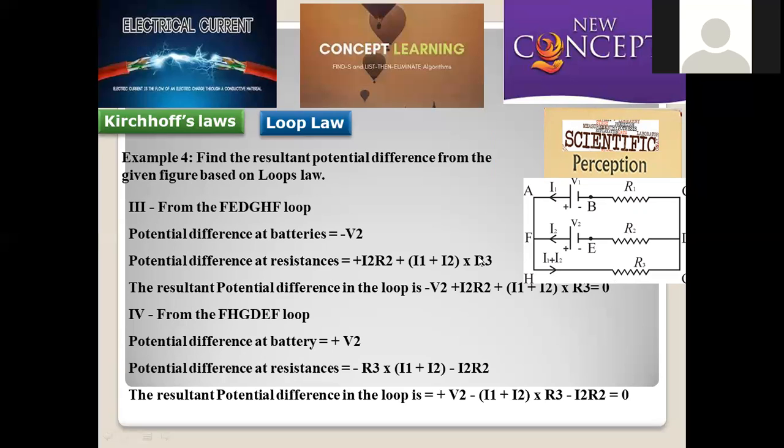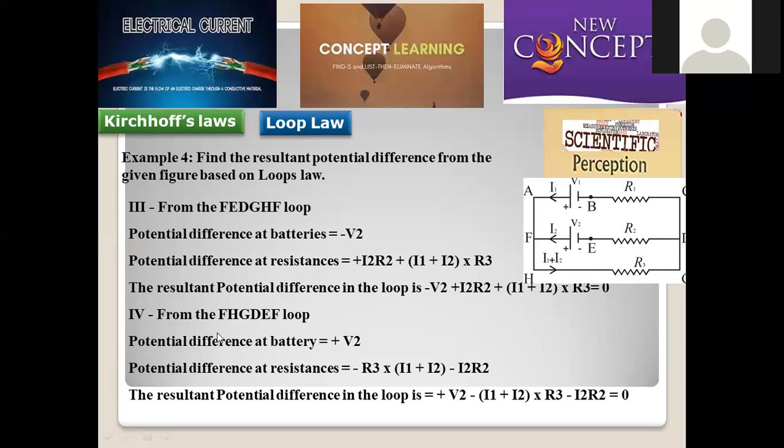Now we have to take the algebraic sum of all these. In order to verify the Loops law, minus V2 plus I2 R2 plus I1 R3 plus I2 R3 can be taken. The overall value will become 0. So if it is becoming 0, it indicates Loops law got verified. For this third loop, Loops law got verified because here we have only one battery and two resistors. We employed all these things and we got the ultimate value. The algebraic sum of potential difference will be taken as 0. So for this third loop also Loops law got verified.